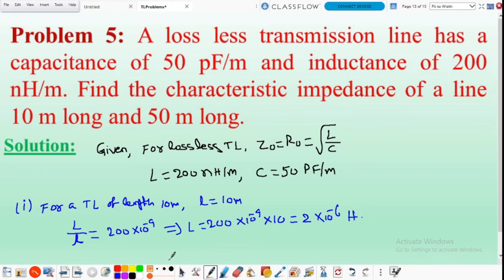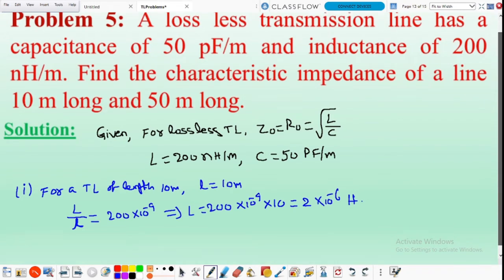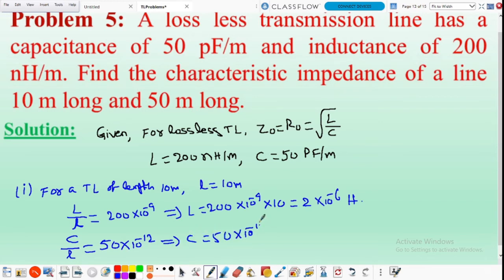Similarly, calculate the capacitance. What is the capacitance value? 50 picofarad, 50 into 10 to the power of minus 12, and the capacitance C is equal to 50 into 10 to the power of minus 12 into small l. So what is the small l? 10 meters long. So that is equal to 5 into 10 to the power of minus 10 farads.